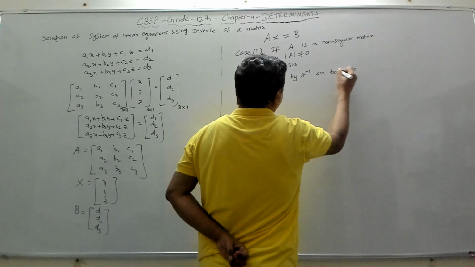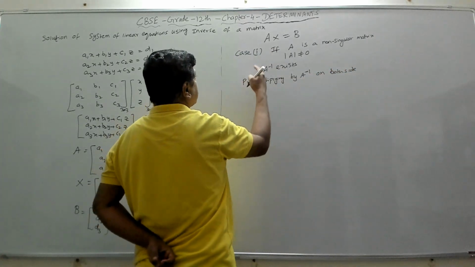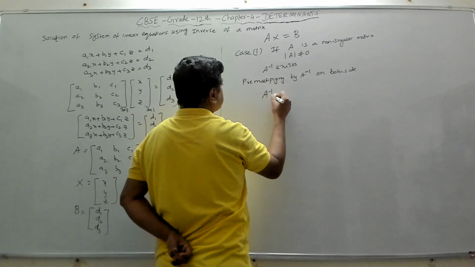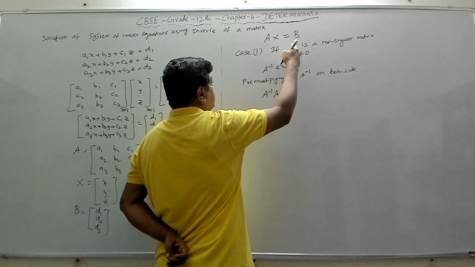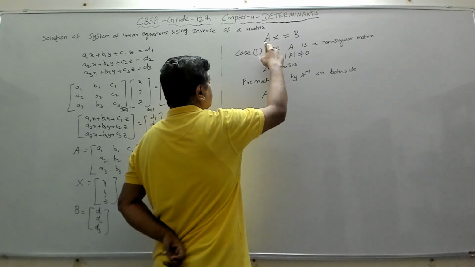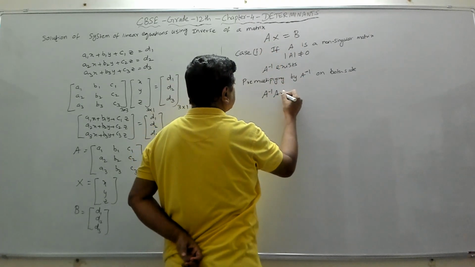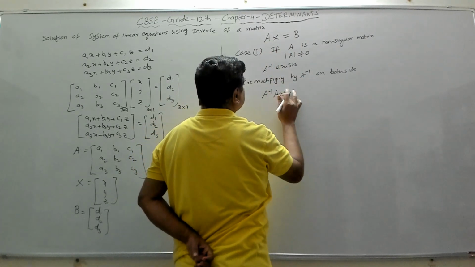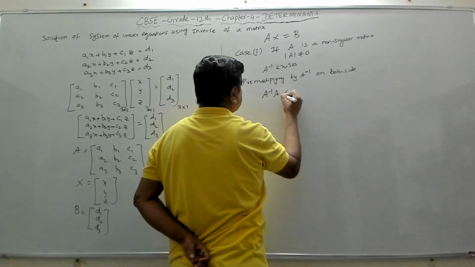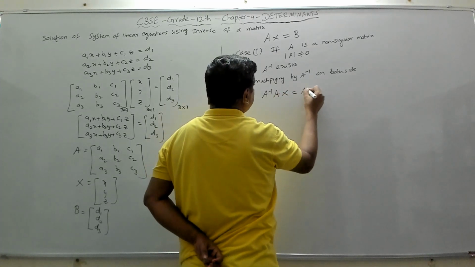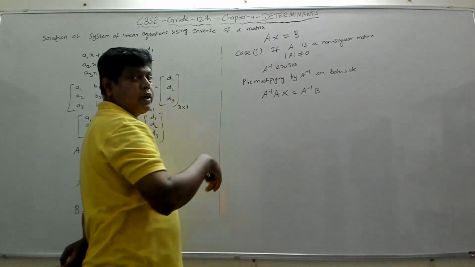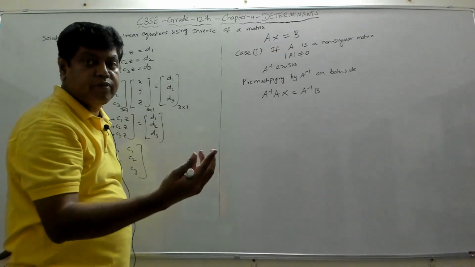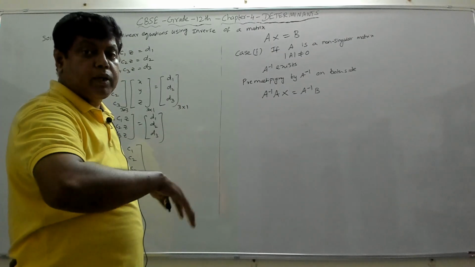When we pre-multiply by A inverse on both sides, this will become A inverse AX. So A inverse into A into X equals A inverse B. I am putting A inverse on both sides. That is pre-multiplying, because matrix multiplication is not commutative. So we have to define whether you are doing a pre-multiplication or post-multiplication.